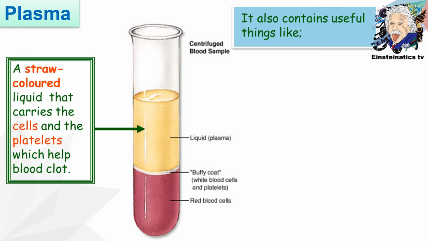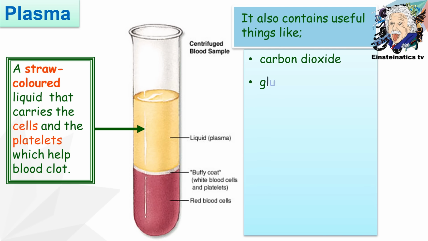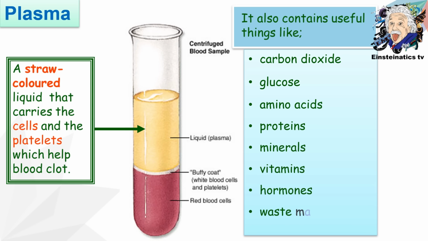The last structure of the circulatory system is a straw-colored liquid that carries the cells and the platelets which help clot. This is also known as the plasma. It also contains useful things like carbon dioxide, glucose, amino acids, proteins, minerals, vitamins, hormones, and waste materials like urea.